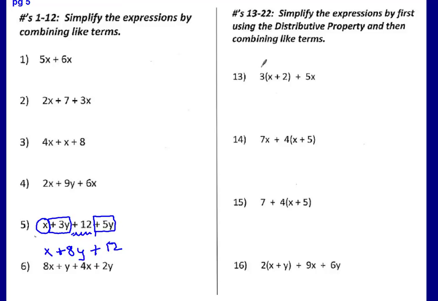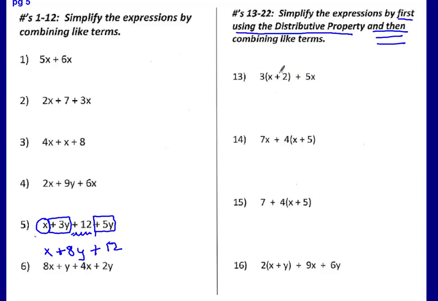Okay. This is saying 3 groups of x plus 2. We want to get rid of the groups and just come up with a total. So sometimes you're going to have to use the distributive property first, and it tells you that in the directions. First, use the distributive property, and then you combine the like terms. So this is a two-step problem. So let's work number 13.